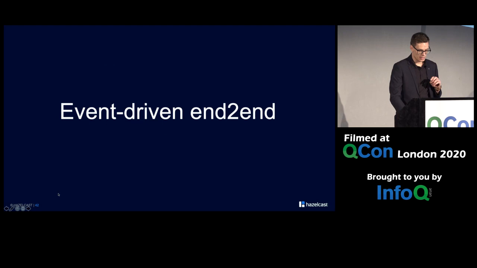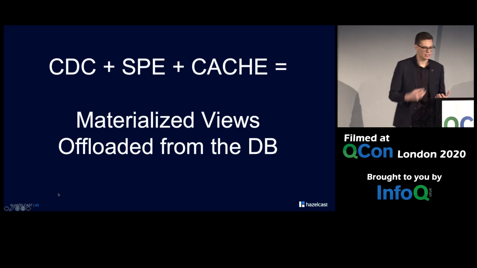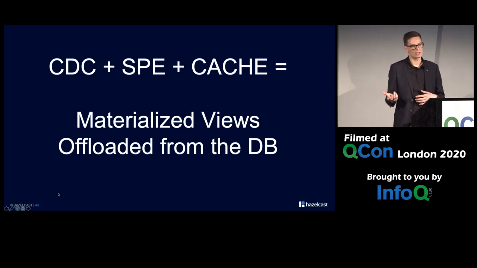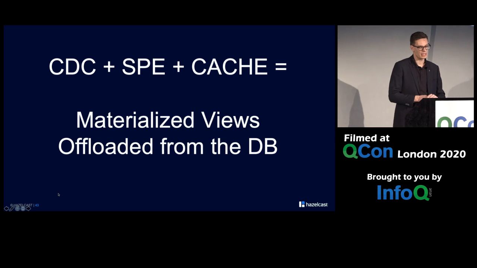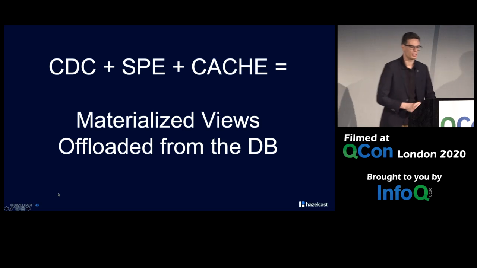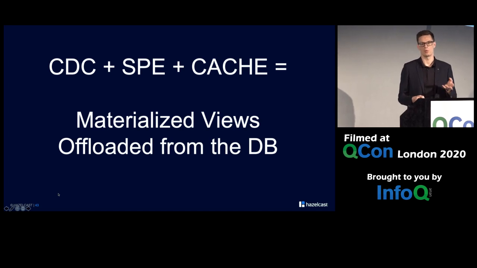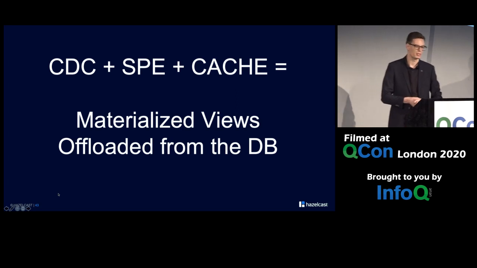All right, so to wrap this up, I think that when you combine CDC with streaming and with cache, you basically get pretty nice tooling to build materialized views that are offloaded from the database. Right? A materialized view is an eventually consistent view on the data that's somehow optimized or organized for specific workloads. And databases have had materialized views for a while. So what's the reason for offloading materialized views out of the DBs?